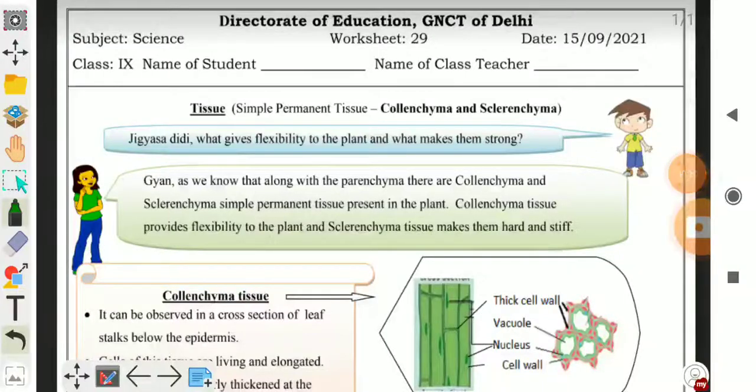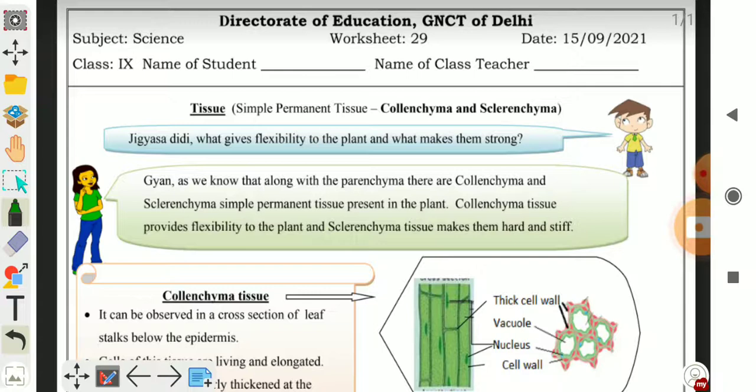Welcome children. Today's worksheet number 29, tissues. In this worksheet we will discuss collenchyma and sclerenchyma. These are the types of simple permanent tissues.